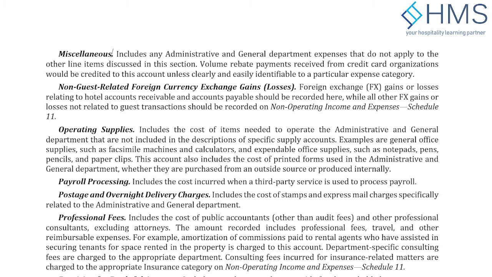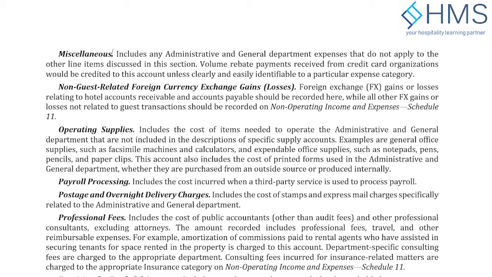Then you have non-gas related foreign currency exchange, which means the foreign exchange gain and loss is not coming out of the conversions done by the guest at the front office, but is from accounts receivable, accounts payable, and also the general expenses, not from the guest. Then you have operating supplies, the cost of items needed to operate the administrative and general department. That is the supply contracts, the notepads, the fax machines, calculators. If you are buying them and they are not very expensive and are not able to be capitalized, then the cost will go into the operating supply expenses.